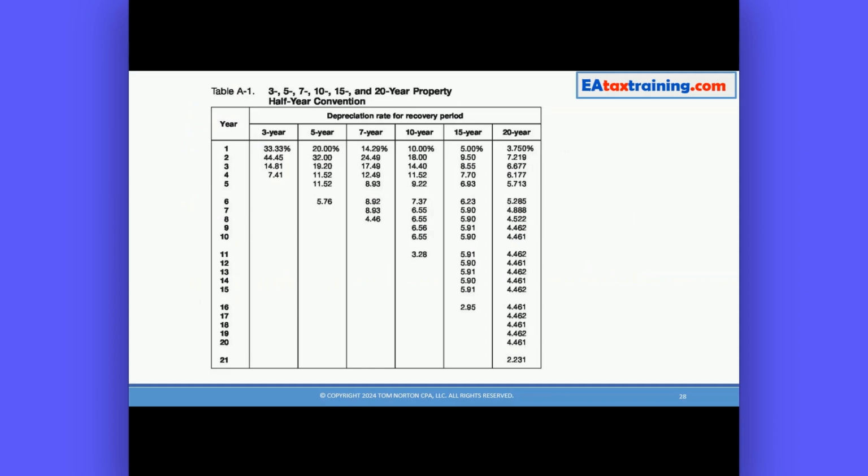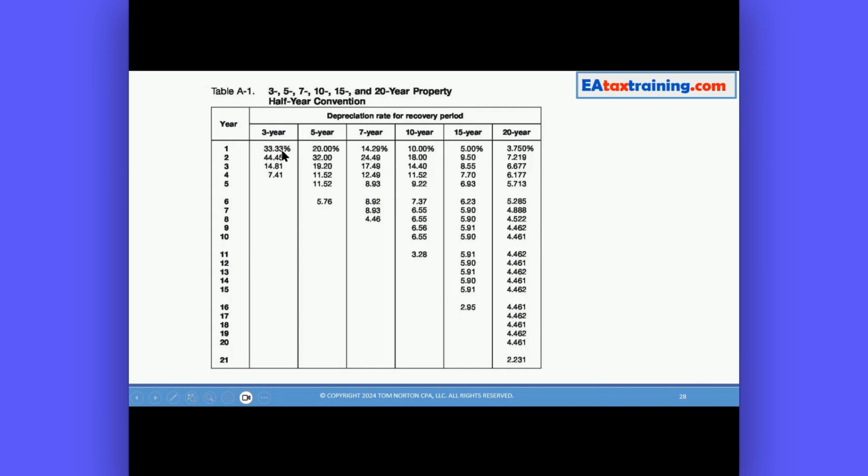So now let's look at a couple of those charts that we talked about. And there are several of these based on all the different conventions and the different types of assets that are in the IRS publication that we referenced earlier. So here's one of those charts. This is for 3, 5, 7, 10, 15, and 20-year property with a half-year convention.